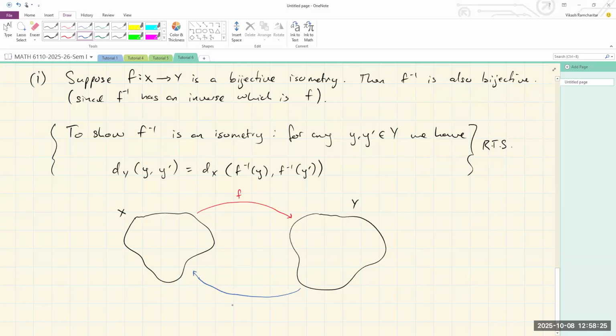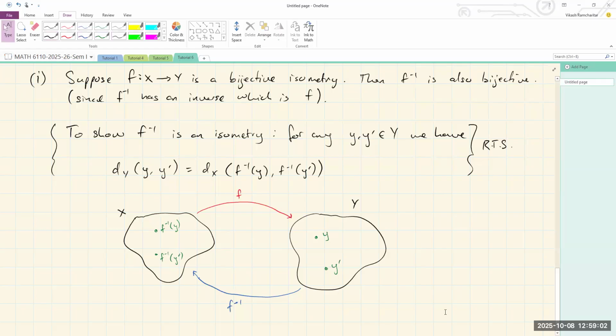Right? So f inverse is going this way. If I want to show that f inverse is an isometry, then I need to take 2 points in the domain of f inverse. The domain of f inverse, you see from the picture, is equal to Y. So I take these 2 points, y and y prime, and I look at their image. Their image under f inverse are these 2 points, f inverse y and f inverse y prime. And I want to show that the corresponding distances remain the same.